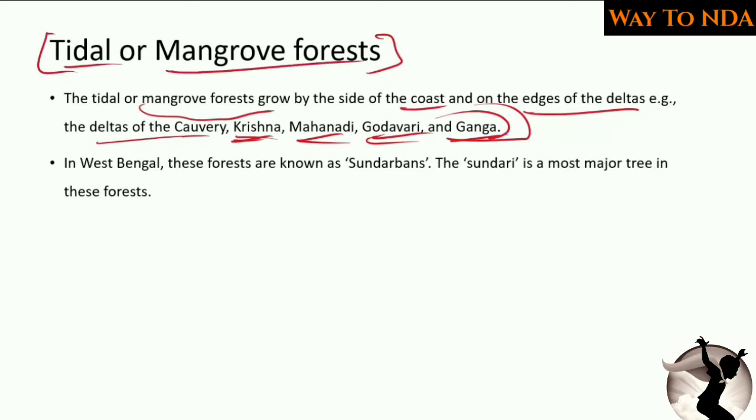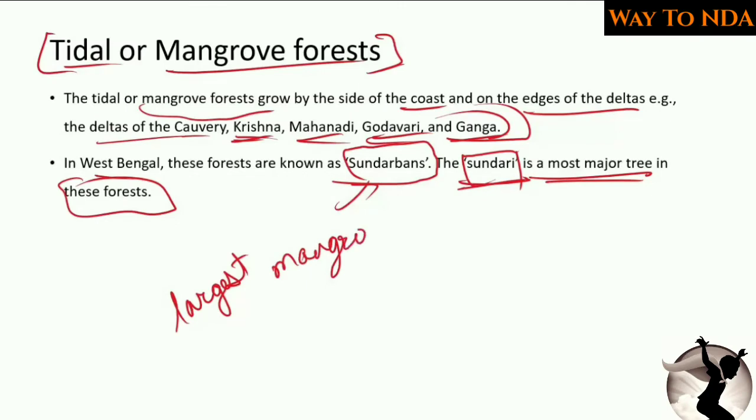Okay, then in West Bengal these forests are known as Sundarban. Remember, mangrove forests are known as Sundarban in West Bengal. Why? Because there is a tree named Sundari, and because of this Sundari tree, this mangrove forest is also called Sundarban. Sundari is the most major tree in this forest, and the Sundarbans are the largest mangrove forest of the world.